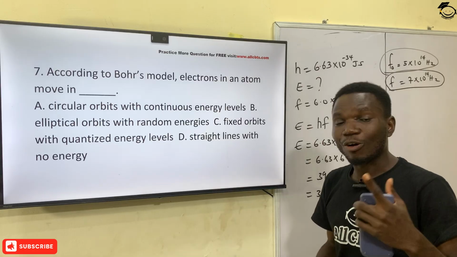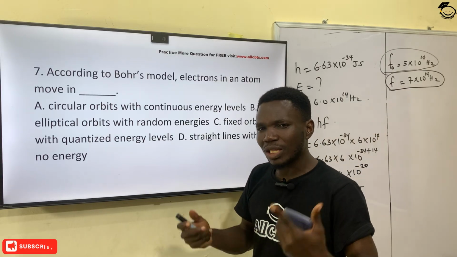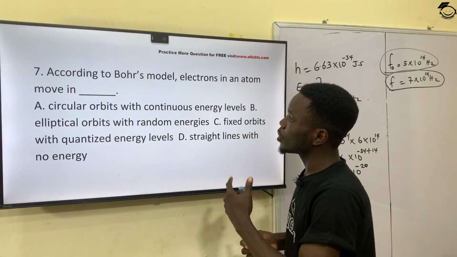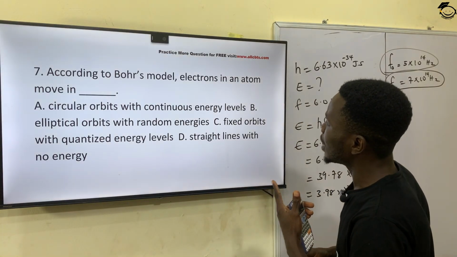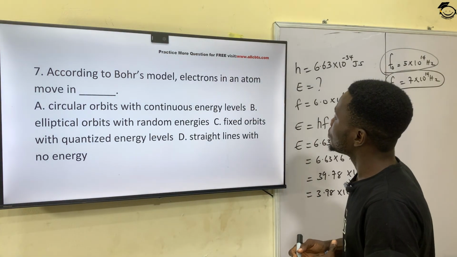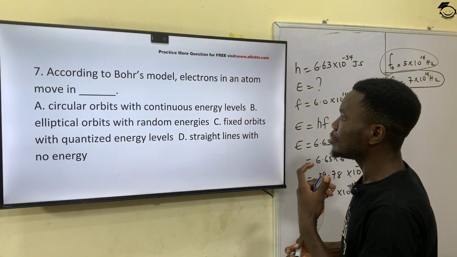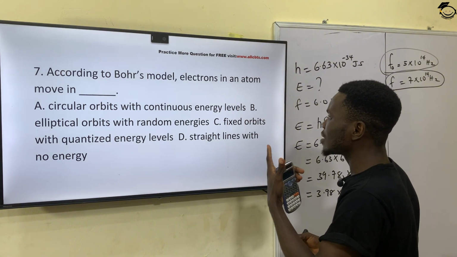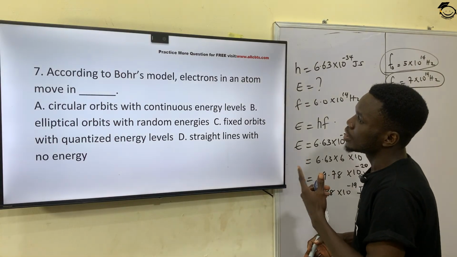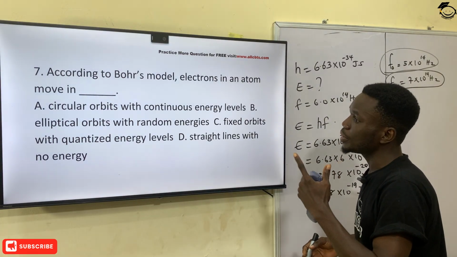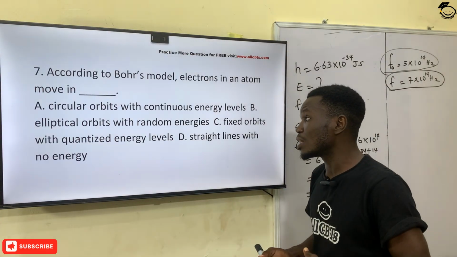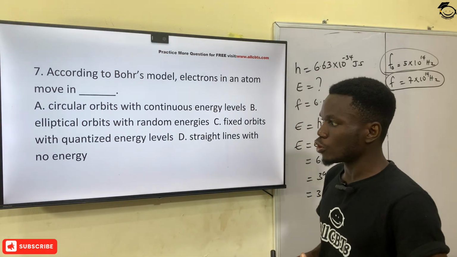So that is also question number 7, which says, according to Bohr's model, electrons in an atom move dash. Now, according to Niels Bohr, what did his model of the atom say? Option A says circular orbits with continuous energy levels. Option B says elliptical orbits with random energies. Option C says fixed orbits with quantized energy levels. And option D says straight lines with no energy.